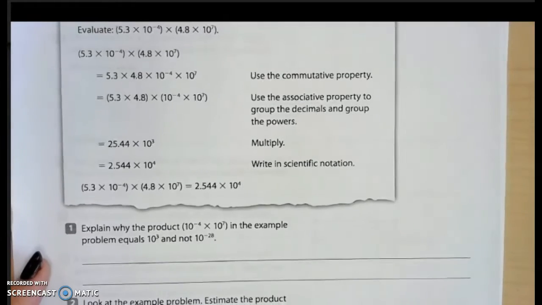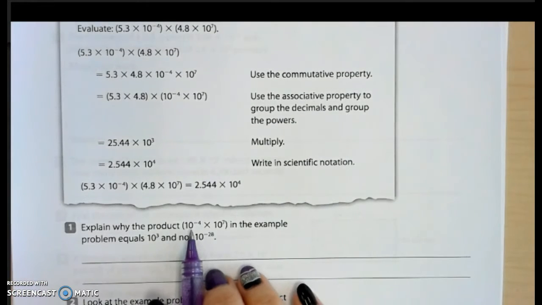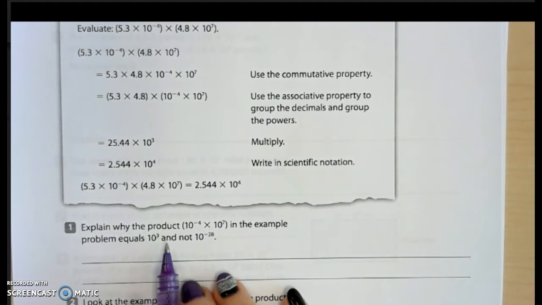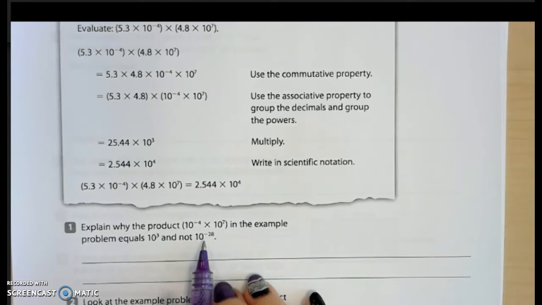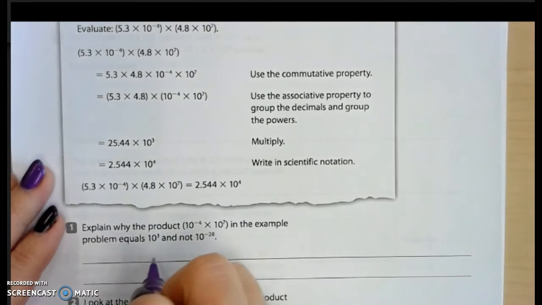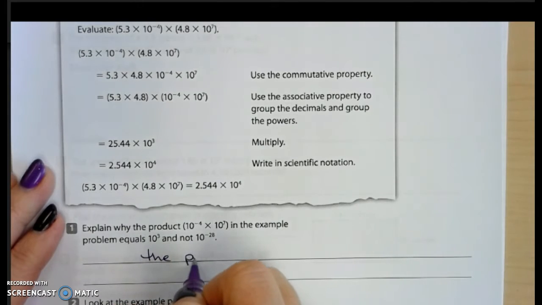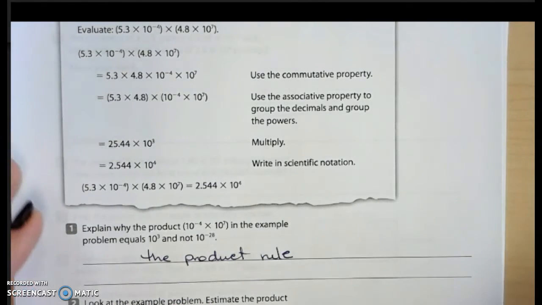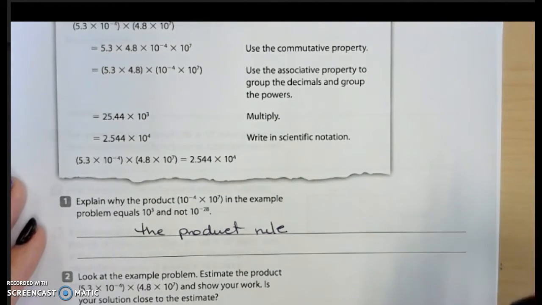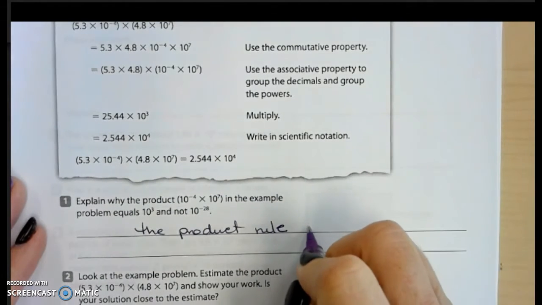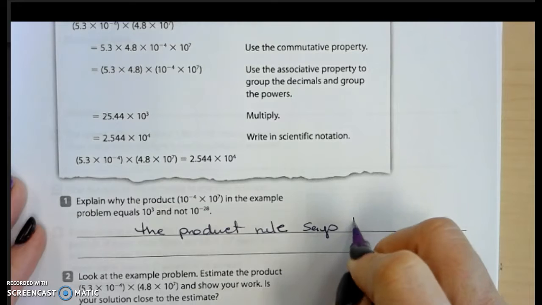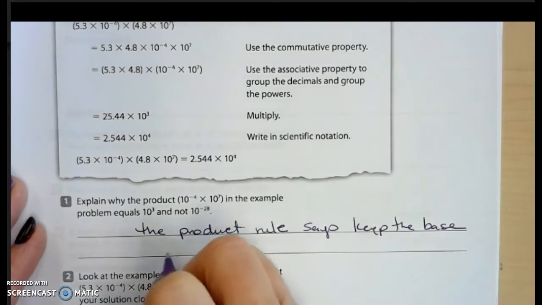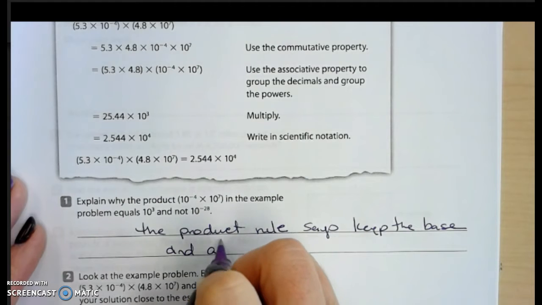Number 1 says, explain why the product of 10 to the 4th times 10 to the 7th in the example problem equals 10 to the 3rd and not 10 to the negative 28. The product rule says that you keep the base and you add the exponents. Keep the base and add the exponents.